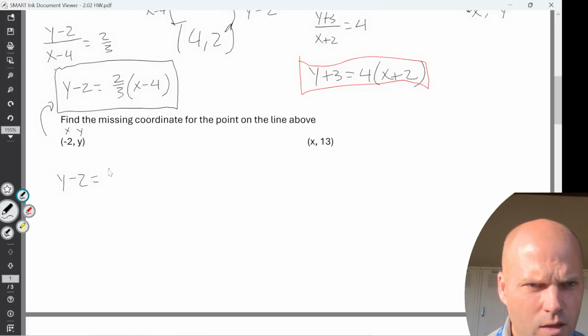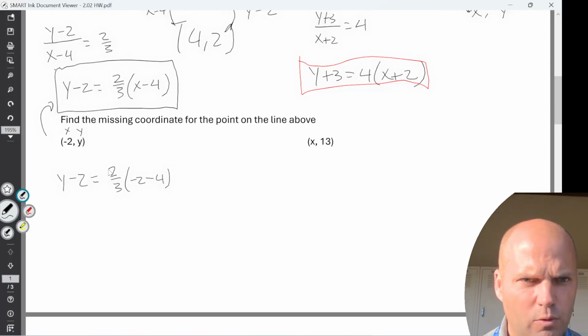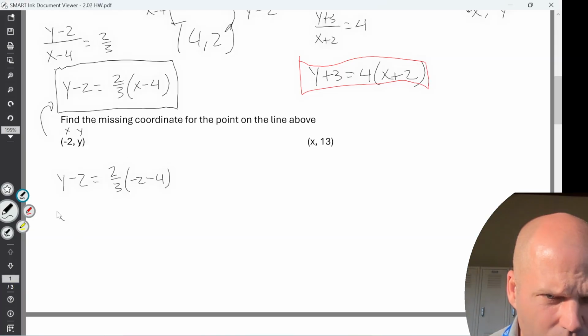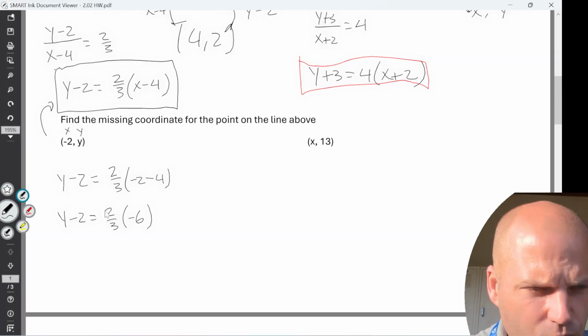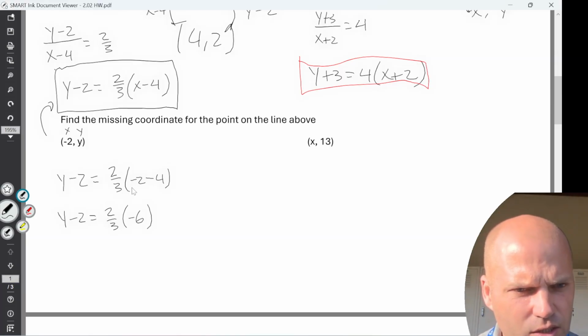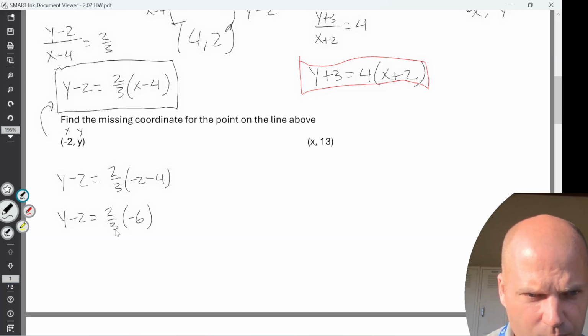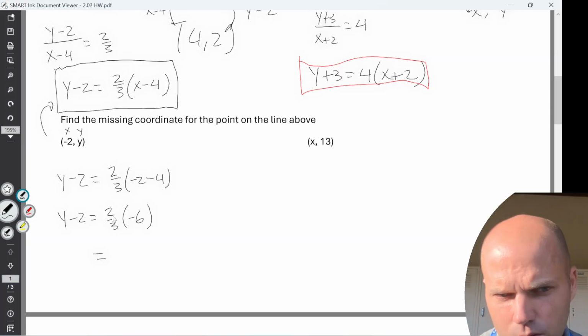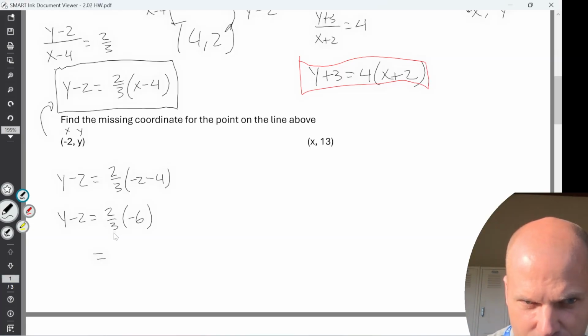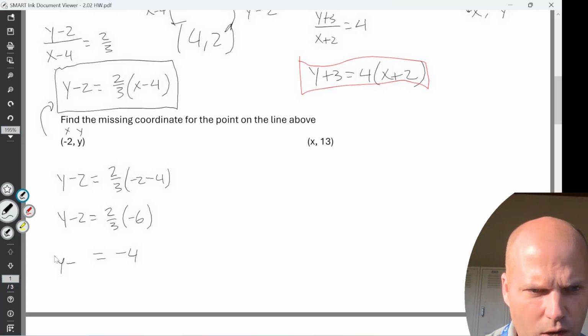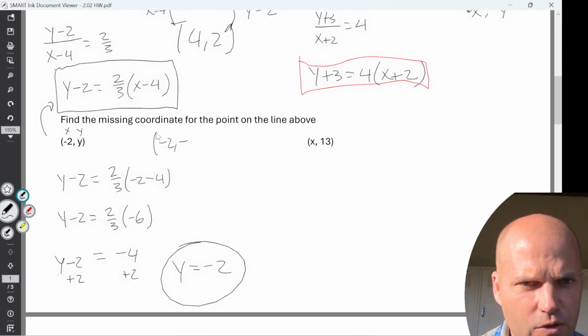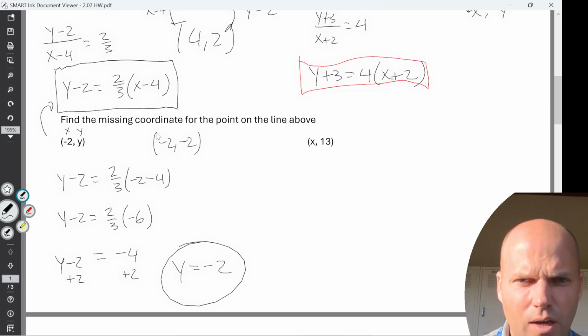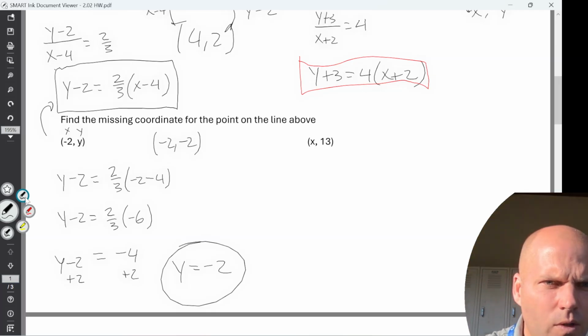I don't know the y. I know the x is -2, so I'll replace x with -2, and I'll be able to find this other location. I have y minus 2 equals 2/3 times -6. -6 times 2 divided by 3, or -6 divided by 3 times 2, or whatever you want to do to get that this is -4. And you have y minus 2 equals -4. Add 2, don't make a mistake here. You have y equals -2. So -2, -2 actually connects with the point 4, 2.